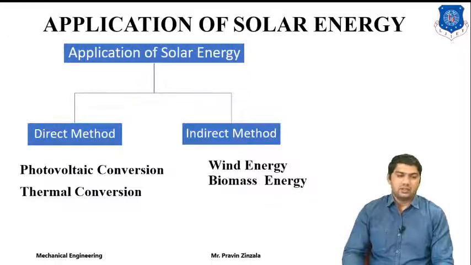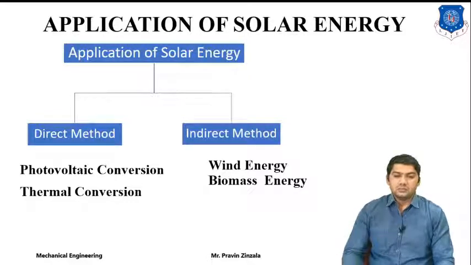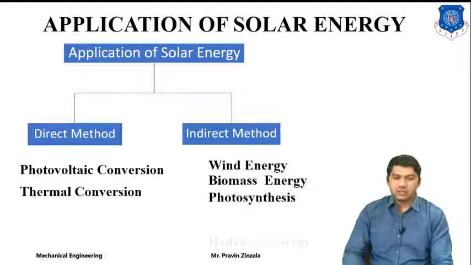Next is bioenergy. Bioenergy means we can also generate biomass or biogas by utilizing solar heat or sun radiation. So it's called bioenergy. It is an indirect application of solar energy. Next is photosynthesis, which is also a method generally used in processes like the growth of plants. So we are indirectly utilizing the solar energy. So it's called an indirect application of solar energy.